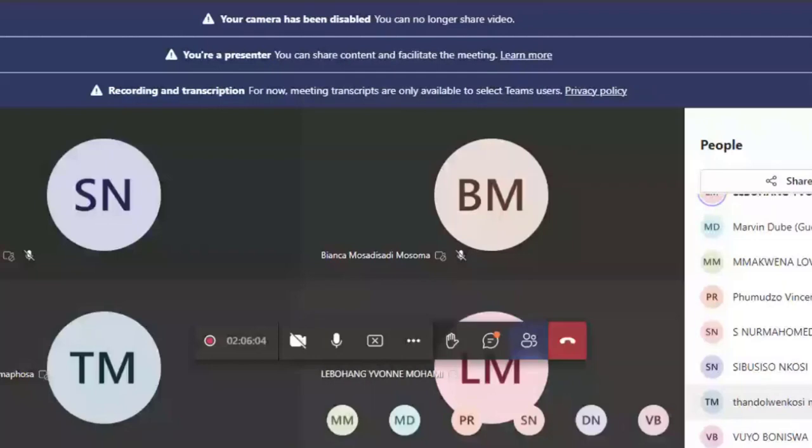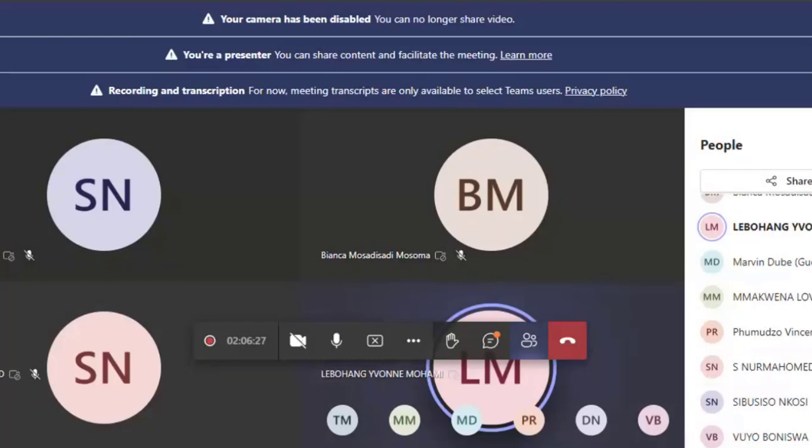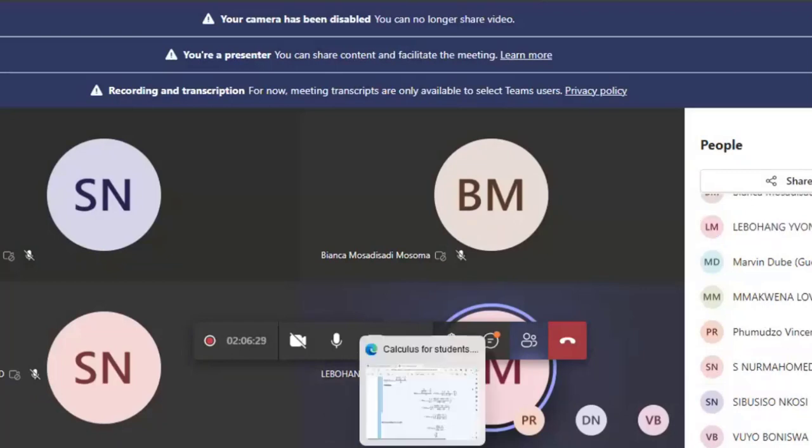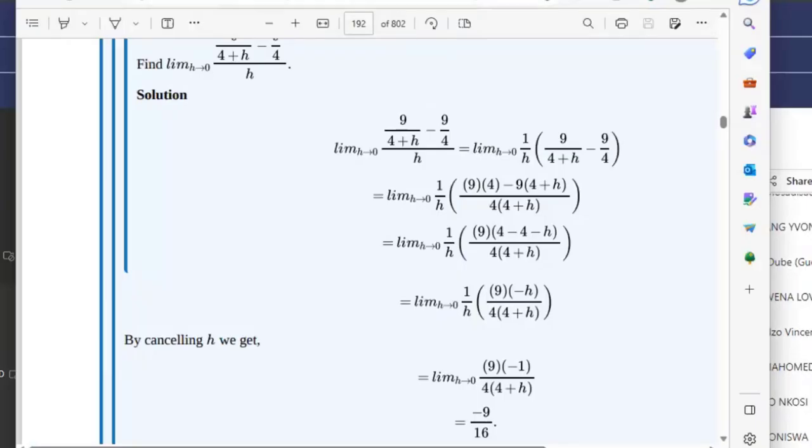Can you show us the answer again, sir? The answer is minus 9 over 16. I wanted to see the steps because I see my step there, so I wanted to see where I did wrong. Oh, okay. Where is that? Here. Okay, thank you, sir.